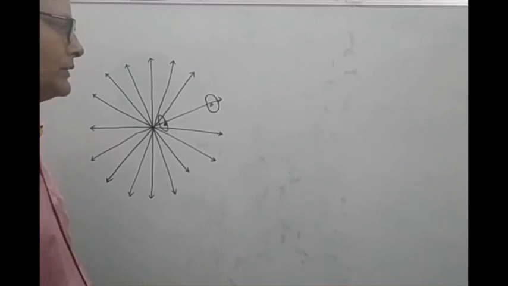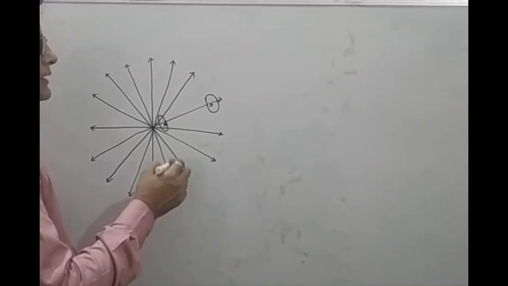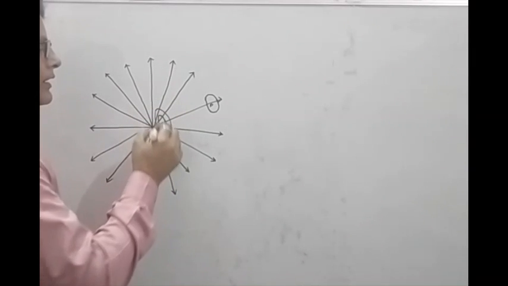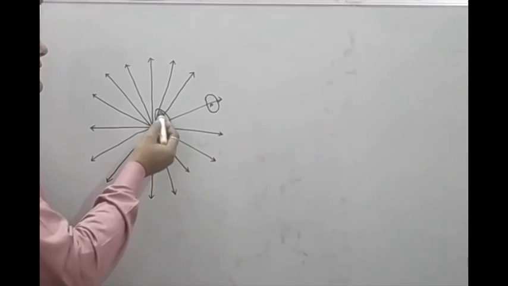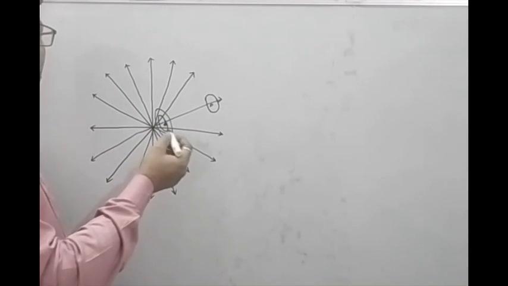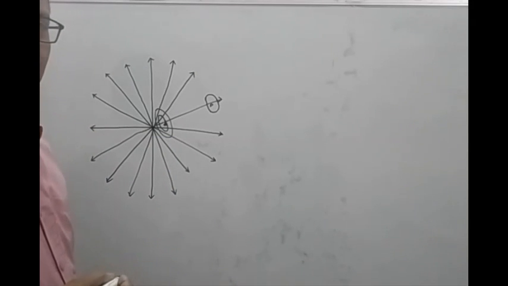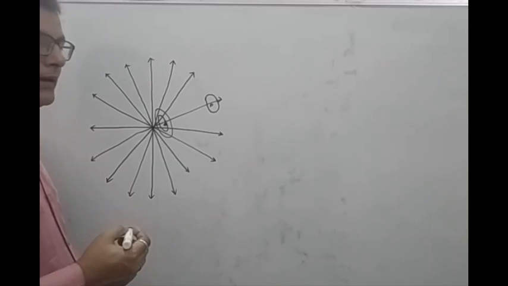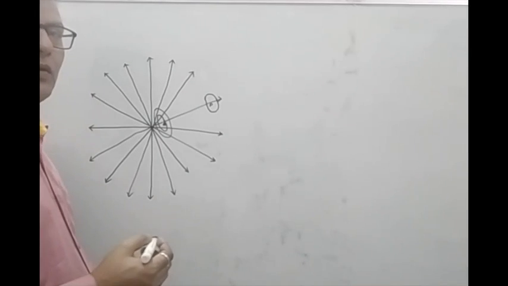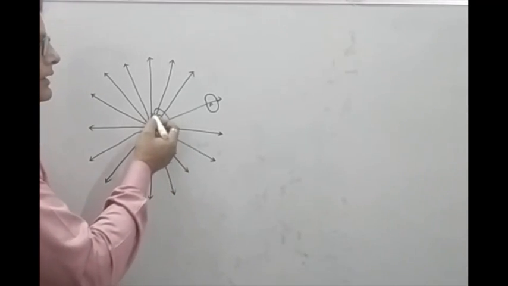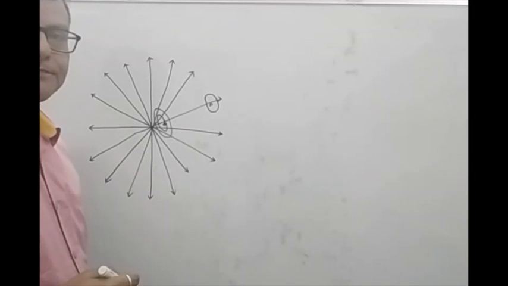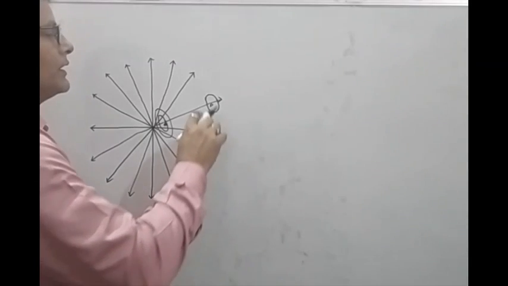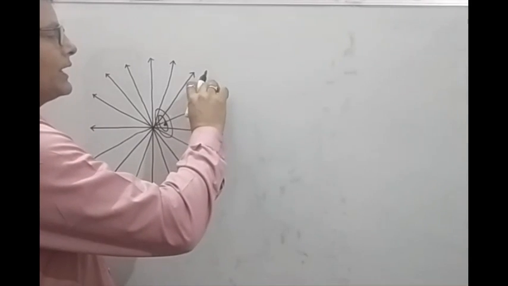Now suppose we increase the area. Now more number of electric field lines passing through the area. It means that the number of electric field lines passing through the area, that is flux, also depends on the magnitude of area. And now suppose the area is slightly tilted.